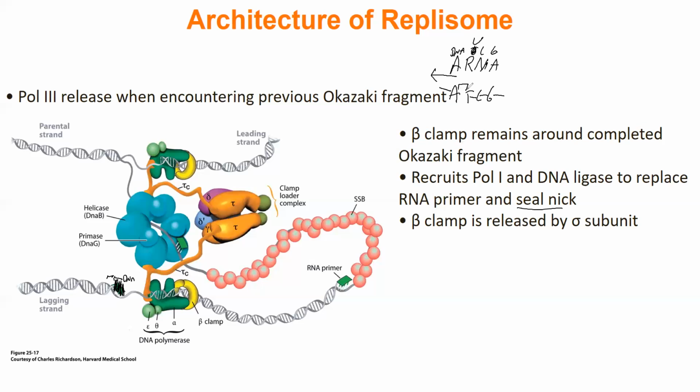Remember, when you have a gap of a phosphate bond between bases, that's called a nick. And we just have to seal that up. So we just put a new phosphate right there. And now you have a complete DNA. So that's what happens at the end of every Okazaki fragment.